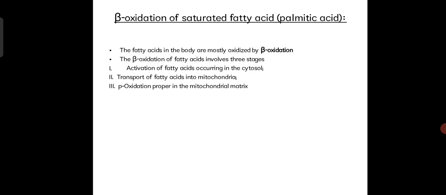One is activation of fatty acids, that takes place in the cytosol. Next is transportation of fatty acid to mitochondria. And the final step is beta oxidation proper, that takes place in the mitochondrial matrix. In beta oxidation, there is breakdown of fatty acid to acetyl-CoA. Then this acetyl-CoA will enter the citric acid cycle, and this is an aerobic reaction. This takes place in kidney, heart, liver, etc. In brain it will not take place.